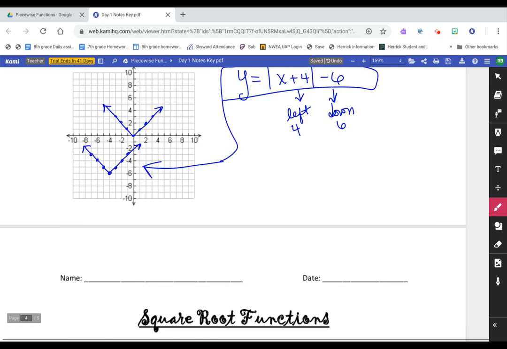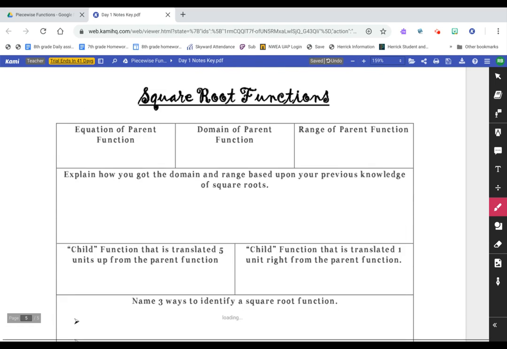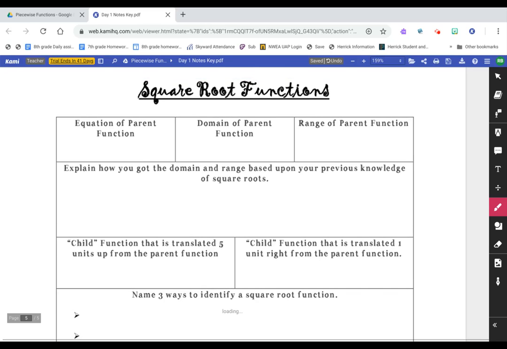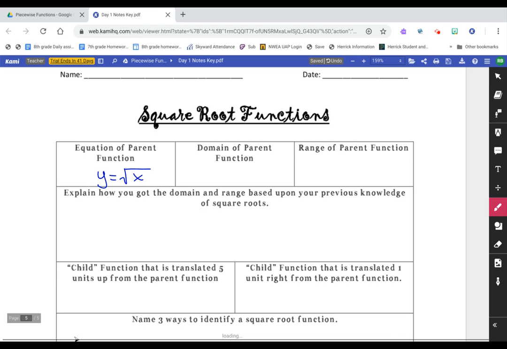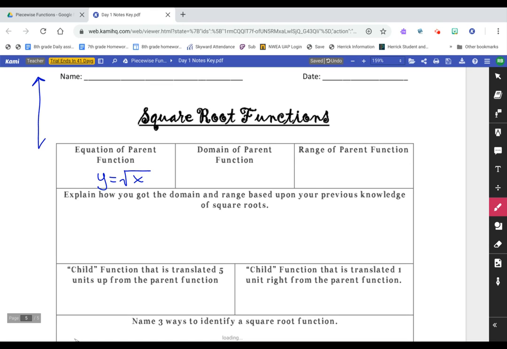Okay, the last type of function that you learned was the square root function. The parent function with square root looks like y equals the square root of x. And if we graph specifically the parent function, we cannot have any x's on the negative side. So we're going to start at 0, 0, because when x is 0, the square root of 0 is 0. When we have x equal to 1, the square root of 1 is 1.